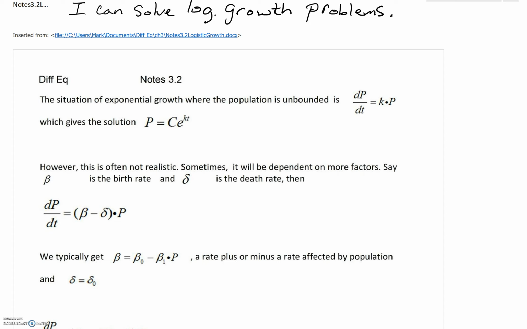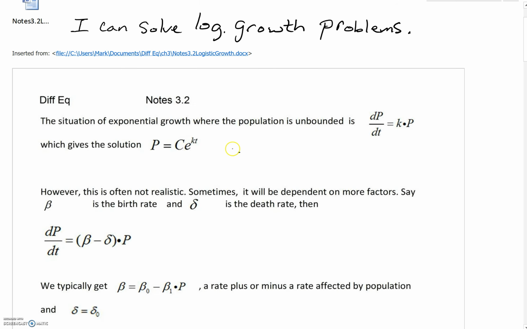But let's just take a look right here. It says the situation of exponential growth, where the population is unbounded, is dP/dt equals kP, some constant multiplied to the population, which gives the solution P equals Ce^(kt). And of course, what we have here is a very famous equation that you would have seen in Algebra 2, where you could see that that constant would actually be the initial population.